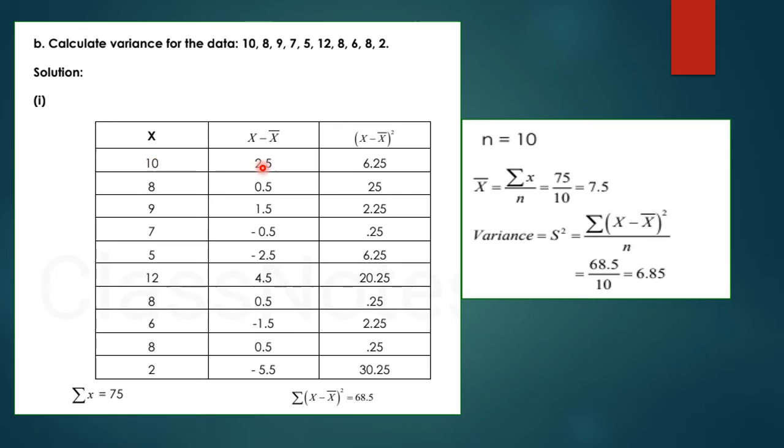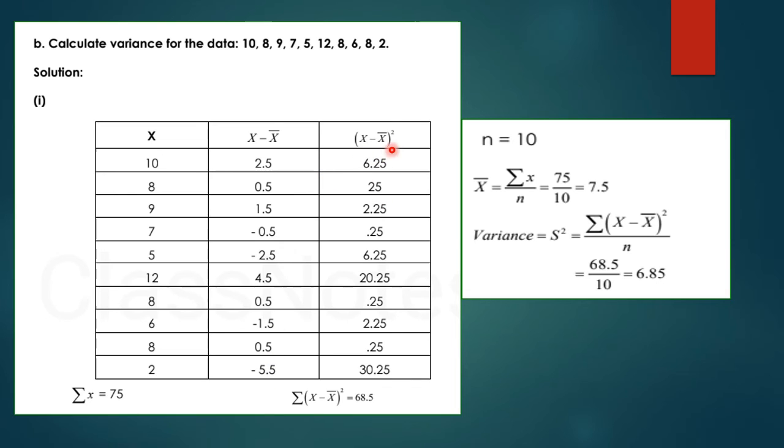First we will find x minus x bar. 10 minus 7.5 is 2.5. 8 minus 7.5 is 0.5. 9 minus 7.5 is 1.5. 7 minus 7.5 is minus 0.5. Similarly, 5 minus 7.5, 12 minus 7.5, 8 minus 7.5, 6 minus 7.5, 8 minus 7.5 and 2 minus 7.5. So these are the values.